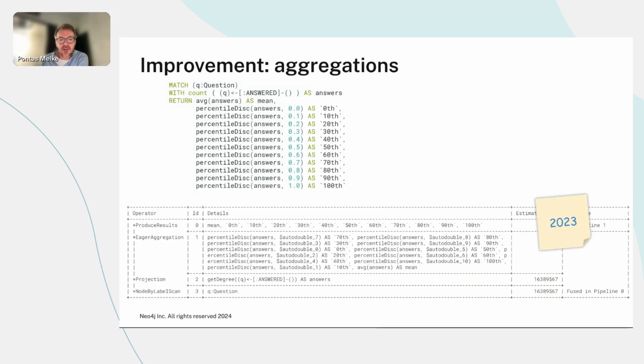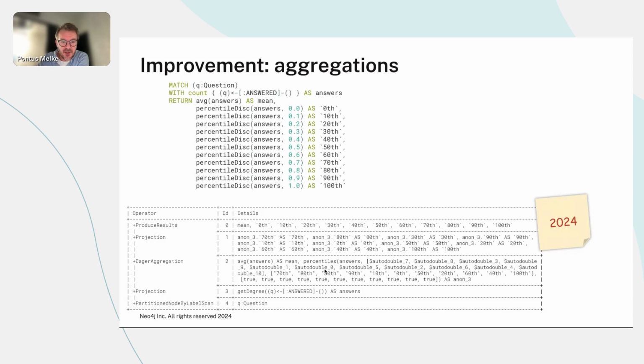So for aggregations, this is a pattern we saw occurring often, which is a type of aggregation. In this case, you want the percentile of different, like the 0th, 10th, 20th percentile of some data. And last year, you would see a plan like this.